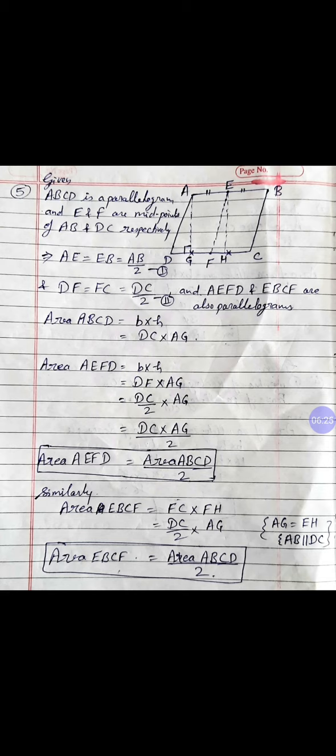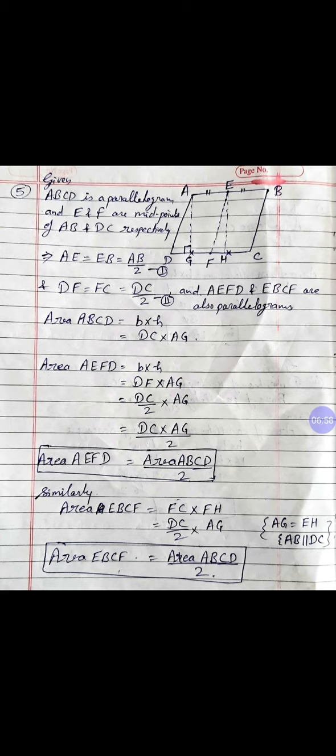Obviously E is the midpoint, so AE and EB will be equal, and this AE will be half of AB and EB will also be half of AB. Similarly, DF equals FC, which is DC by 2. And one more thing, these two points are midpoints, so AEFD and EBCF both will also be parallelograms. Okay, so there will be no other diagram, this will also be a parallelogram.